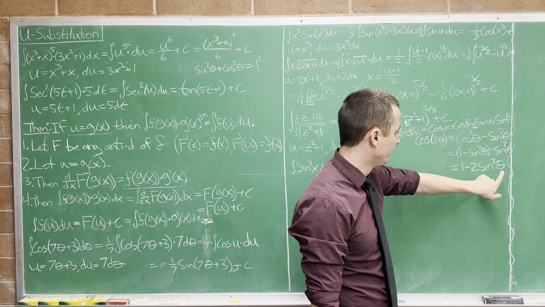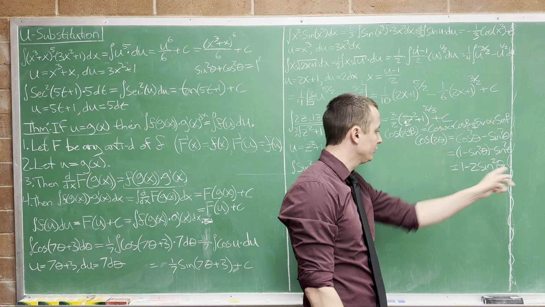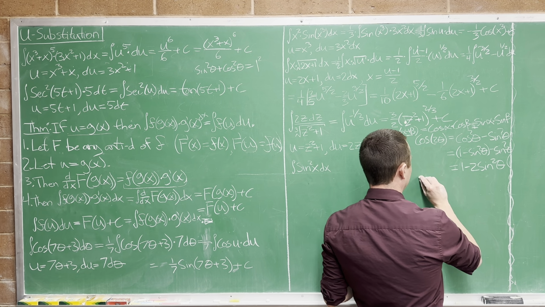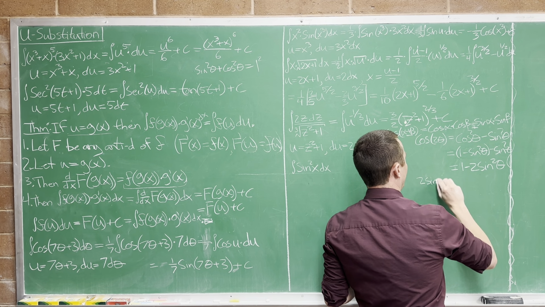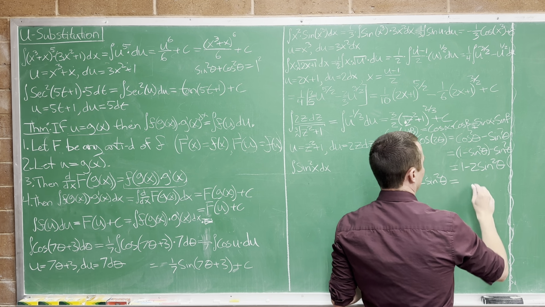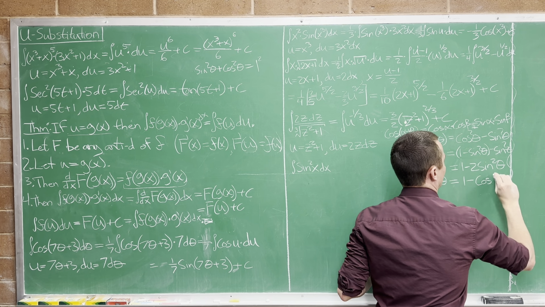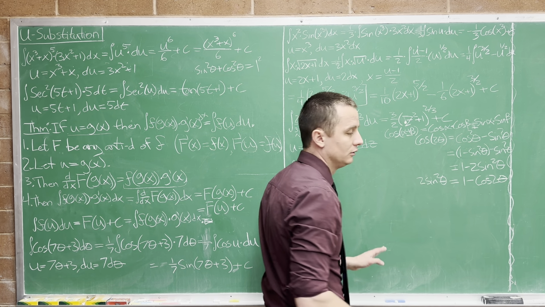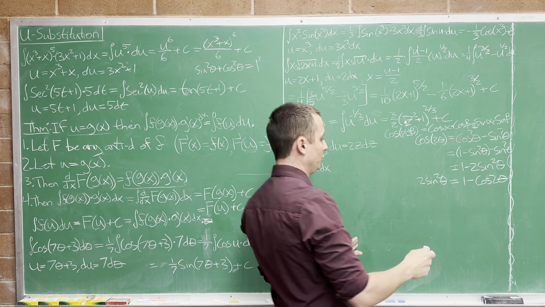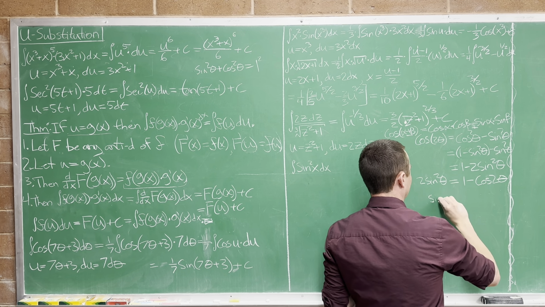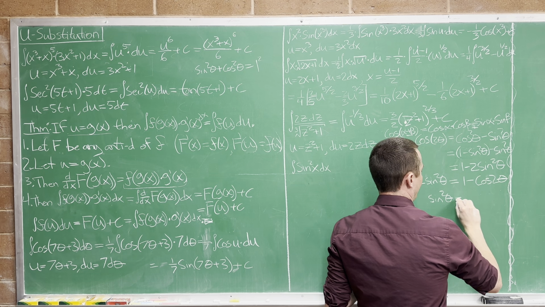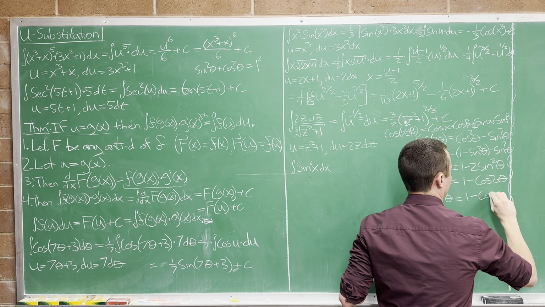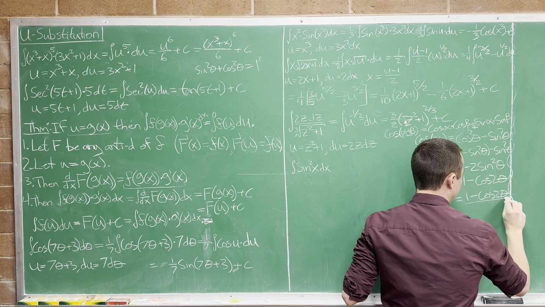I'm going to move my 2 sine squared theta to this side and move this to the other side. So I get 2 sine squared of theta is equal to 1 minus cosine of 2 theta. With me? Yeah. Divide both sides by 2, and I get sine squared of theta is equal to (1 minus cosine of 2 theta) over 2.